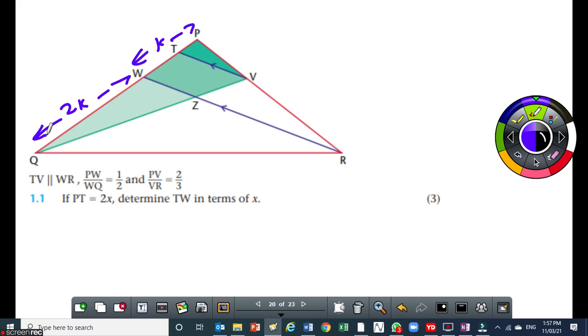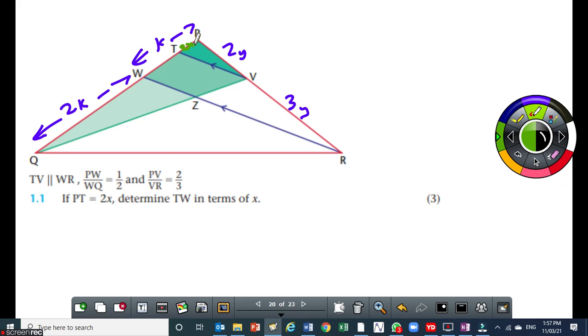So we have got 2K there and K. Then on the other side, I've already used Y, so I'll have 2Y and then 3Y. Then if PT is 2X, it means that from P to T, that's 2X. Let me try to use a different color. So this will be 2X. Are you following that?